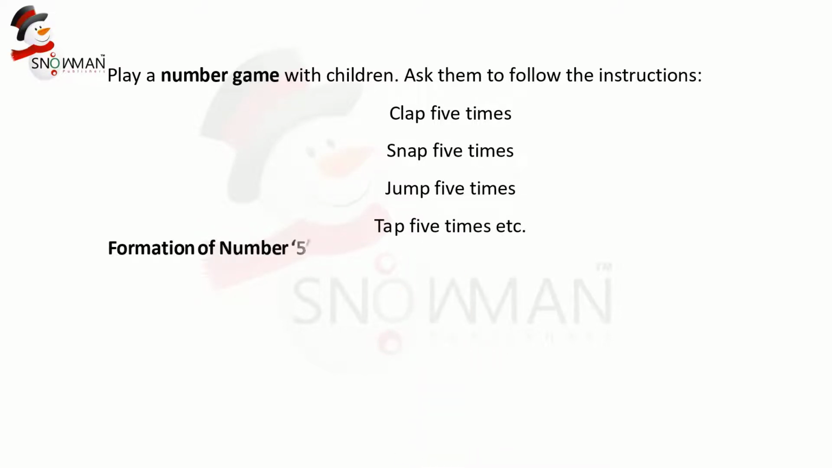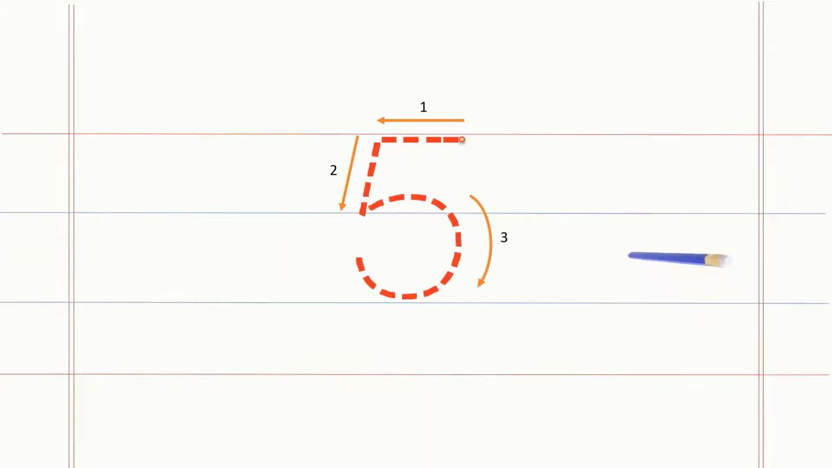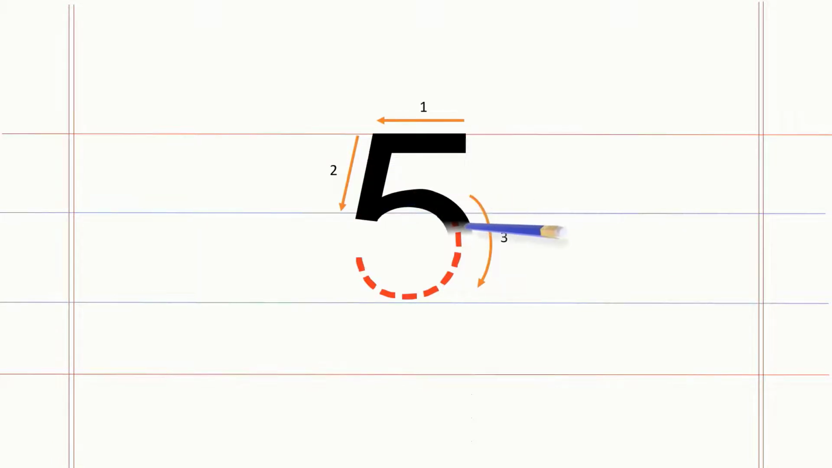Formation of number 5. Write number 5 on the board and give instructions. Start from the red point, then draw a straight line on the top. Draw a straight line down to the middle and draw a curved line down to the bottom.